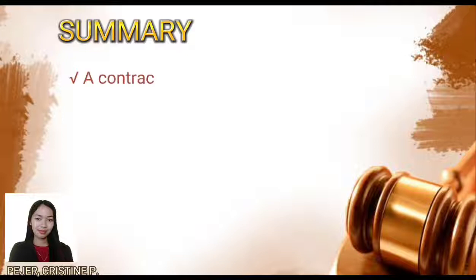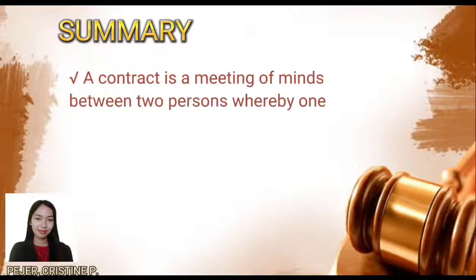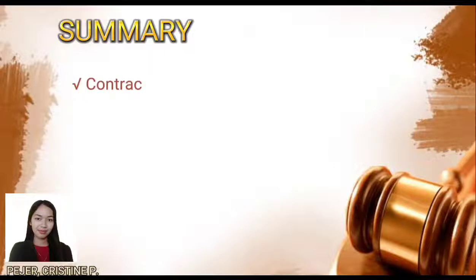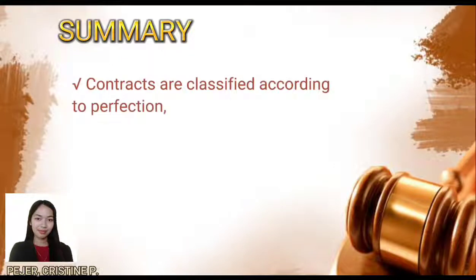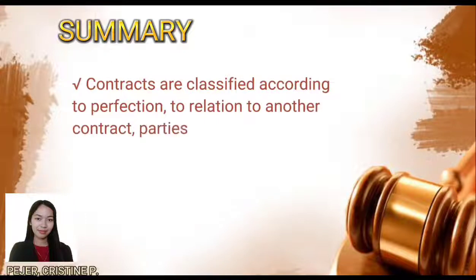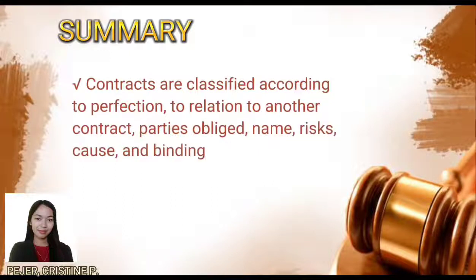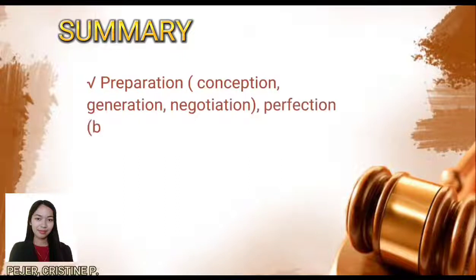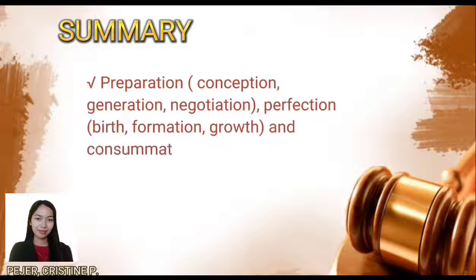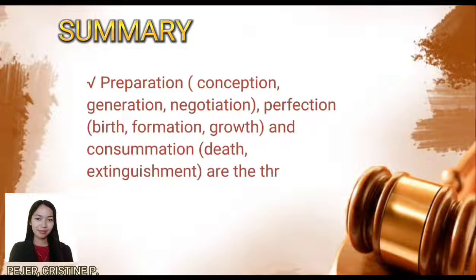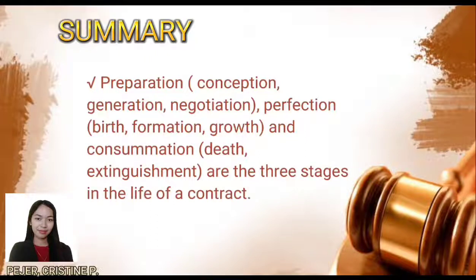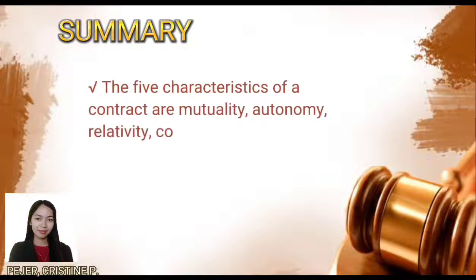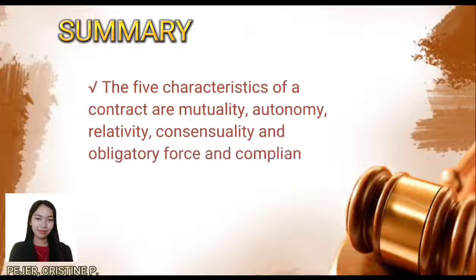Summary. A contract is a meeting of minds between two persons whereby one binds himself with respect to the other to give something or to render some service. Contracts are classified according to perfection, relation to another contract, parties obliged, name, risk, cause, and binding force. Preparation or conception, generation, and negotiations. Perfection or birth, formation, growth, and consummation or death, termination, extinguishment are the three stages in the life of a contract. The five characteristics of contract are mutuality, autonomy, relativity, consensuality, and obligatory force and compliance in good faith.